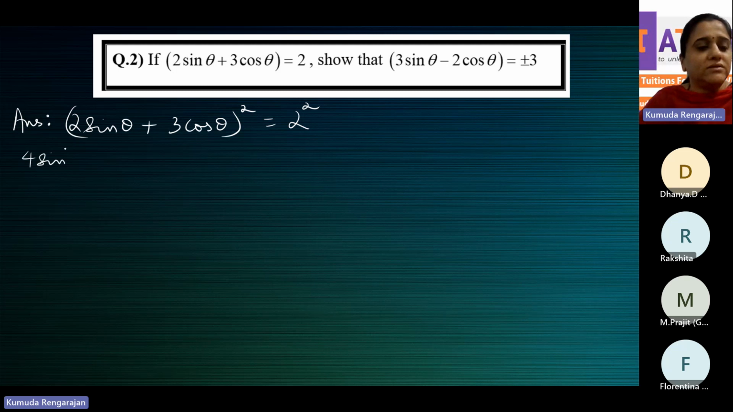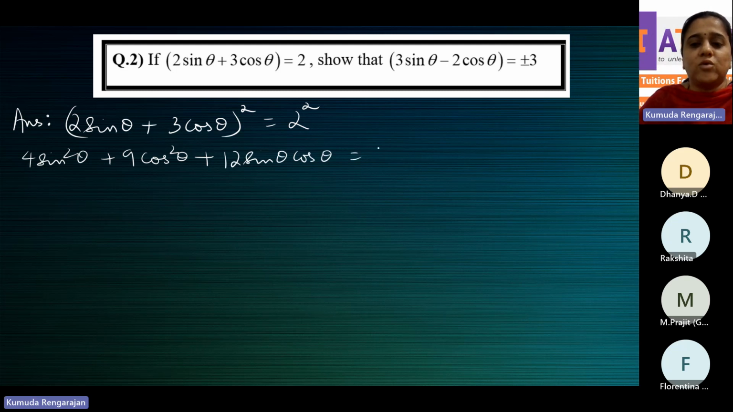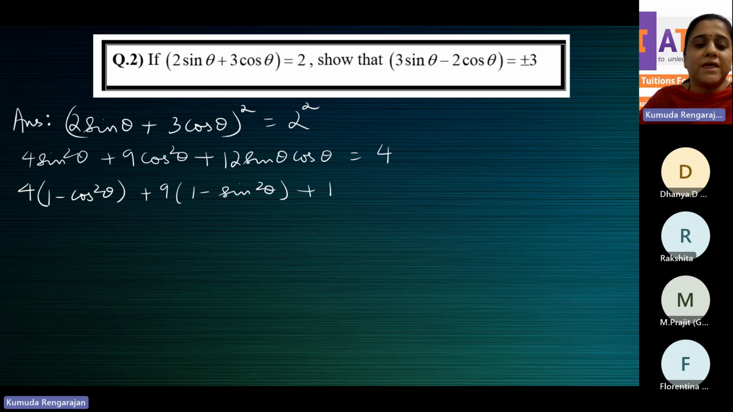That will give you 4 sine square theta plus 9 cos square theta, plus 2ab, which is 2 into 2 sine theta into 3 cos theta. So 12 sine theta cos theta is equal to 4. At this stage, you must replace sine square theta with 1 minus cos square theta and cos square theta with 1 minus sine square theta. That's all. If you do this blindly, you will get the result.